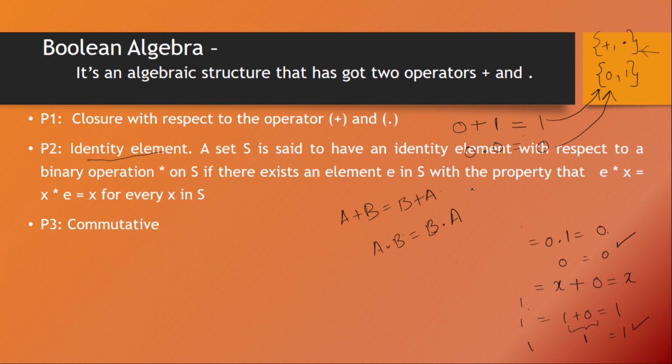So you can take an example for A and B. When I take 1 for A and 0 for B, we can check whether this is equal to 0 or 1. So 1 or 0 is 1, 0 or 1 is also 1. So the property is satisfied. Now moving further, let me erase this before we move further.